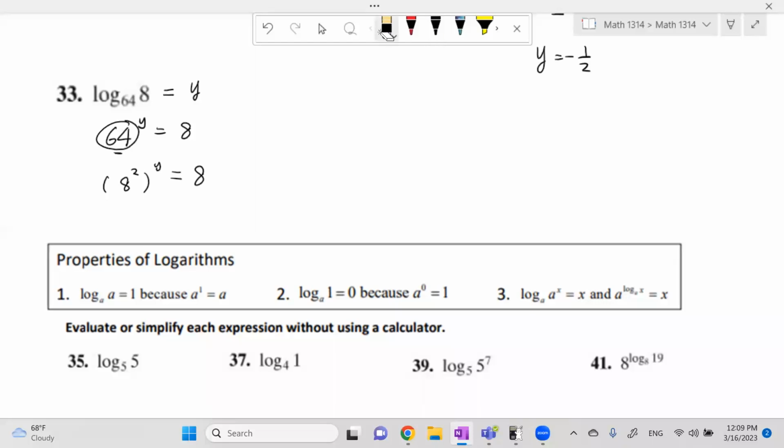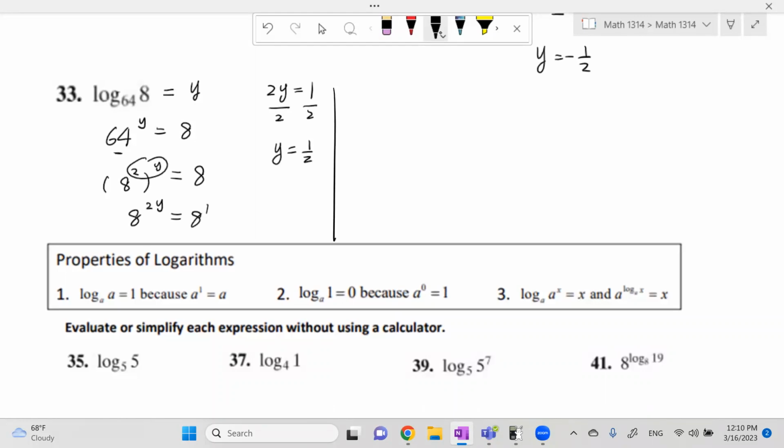Then I will create the same base, 8. Let's see, multiply 2 and the y. So 8 to the 2y equals 8. What is the power of 8? That is 1. So 2y equals 1, divide by 2 on both sides. You have y equals 1/2.